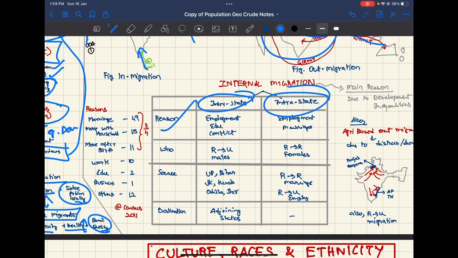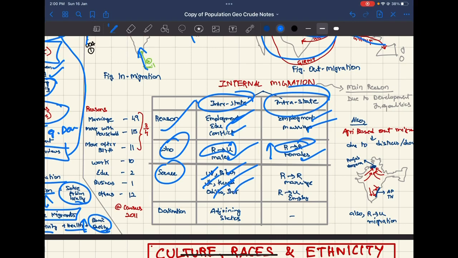The reason is employment, education, and conflict. The top reasons here are employment and marriage. Who moves? Mostly from rural to urban, males move. Rural to rural, males. These are people who move most. The sources are UP, Bihar, Jammu Kashmir, Kerala, Odisha, and Jharkhand. Here, the most important reason is rural to rural and marriage, and rural to urban due to employment.